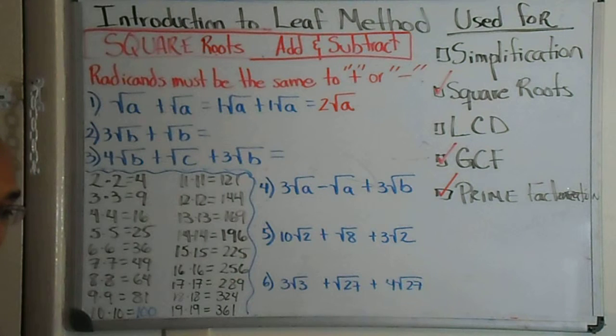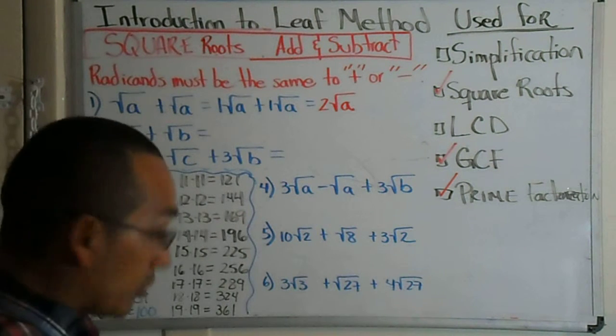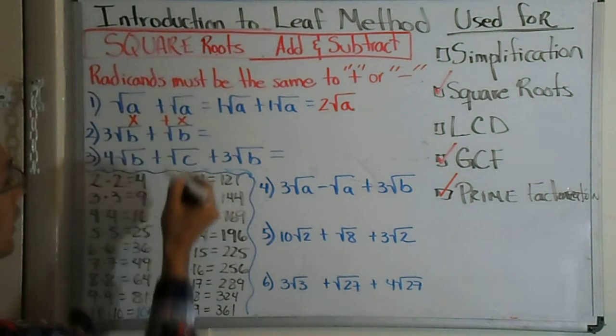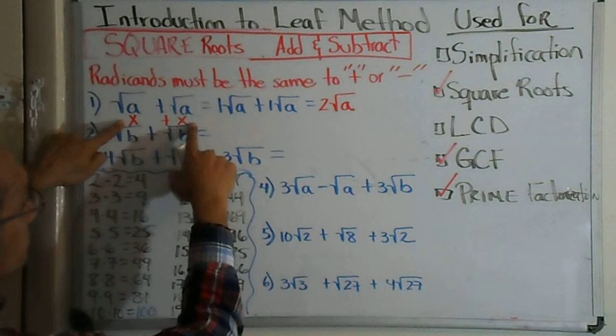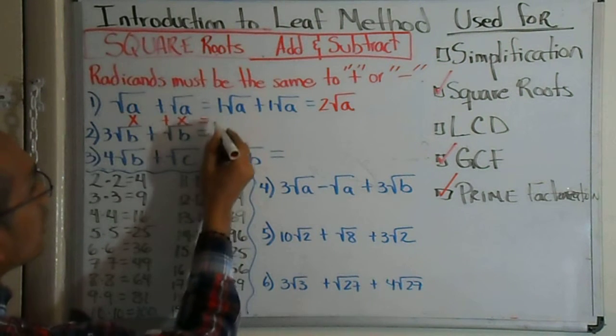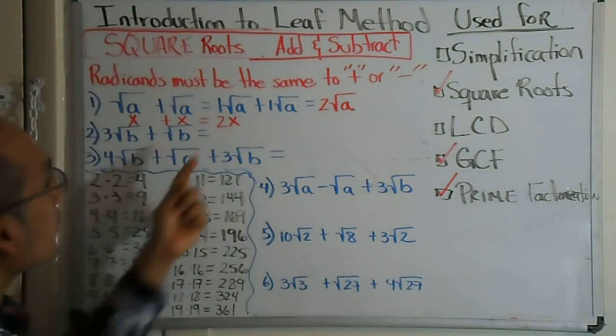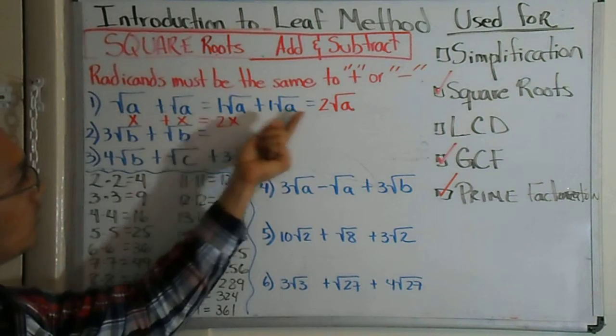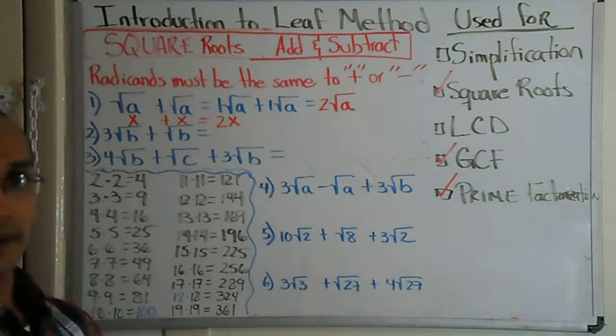This is the same thing as adding x plus x. Most likely you know that when you have an x and an x, you keep the same variable and just add the coefficients, and therefore this becomes 2x. So pretend that the square root of a is just x, and then you just add them. 1 plus 1 is 2, and you keep the square root of a.